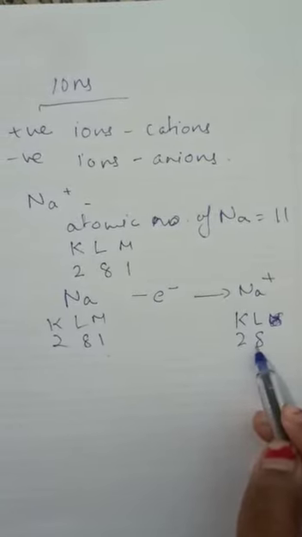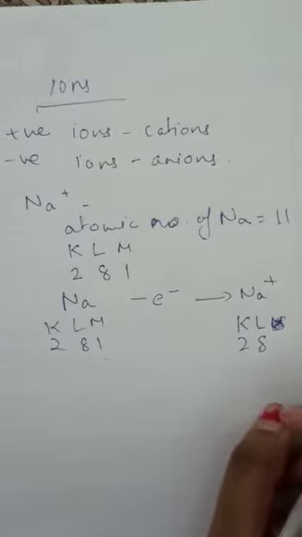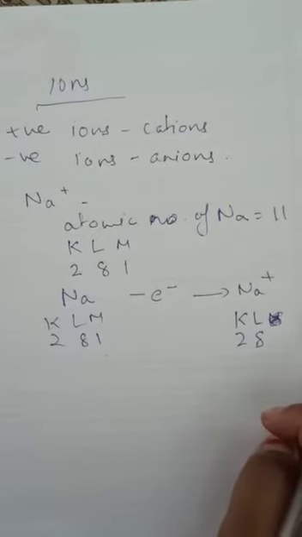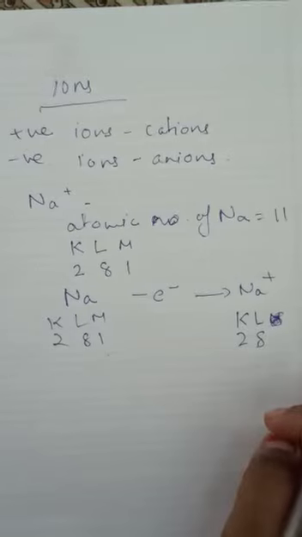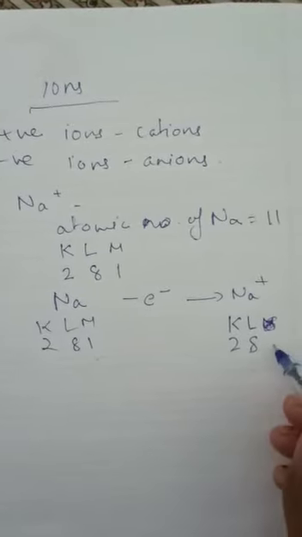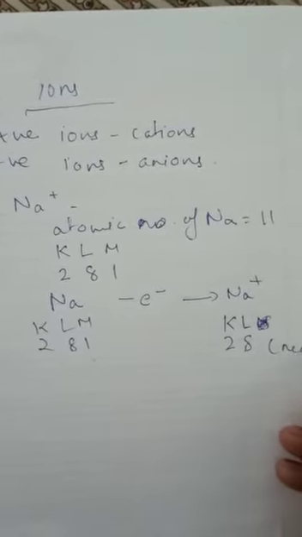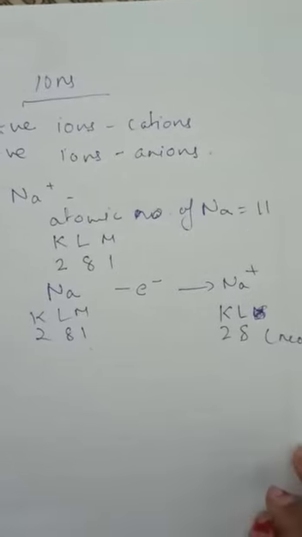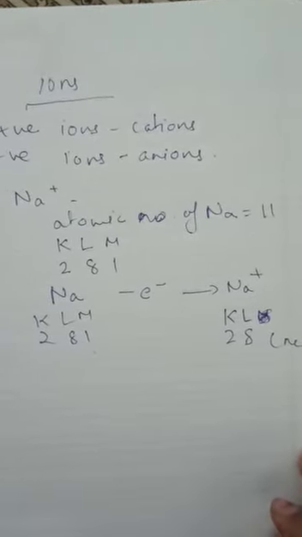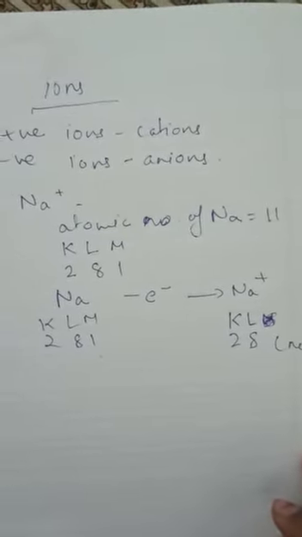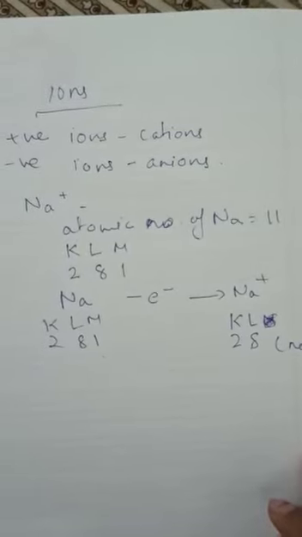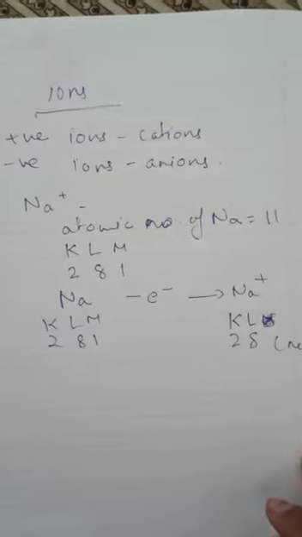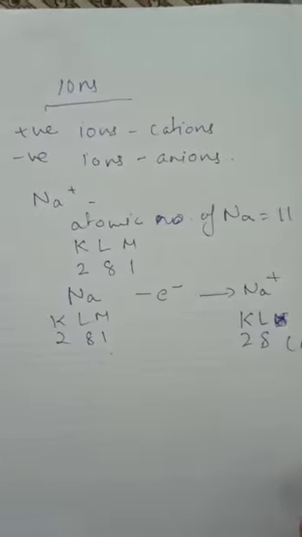So students, the electronic configuration of the sodium ion is the same as that of the nearest inert gas, which is neon. Neon has the same electronic configuration. This is how a cation is formed. Now let's see how anions are formed.